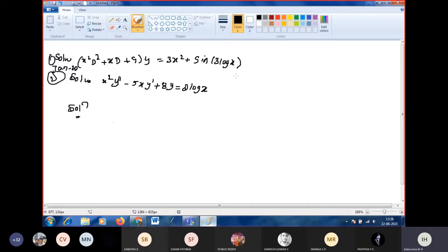Yes, ma'am. Okay, right. By seeing it itself, we know that it is a Cauchy's equation, because in Cauchy's the order of the derivative and the power of x should be the same in each term. Here the order of the derivative is 1 and the power of x is 1. It should be the same. So here the y dash term is not there and the x term is not there.